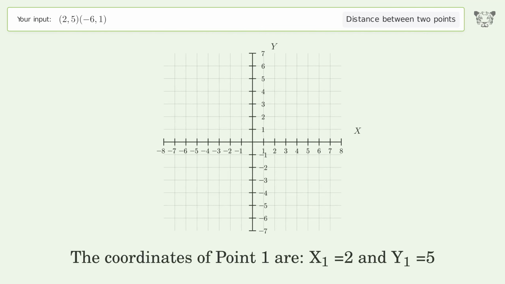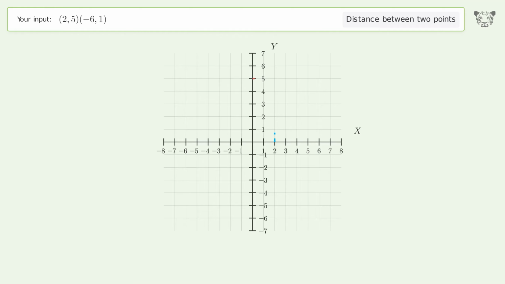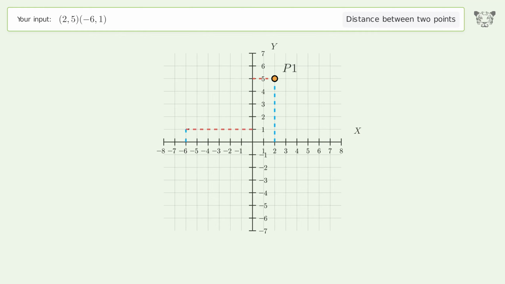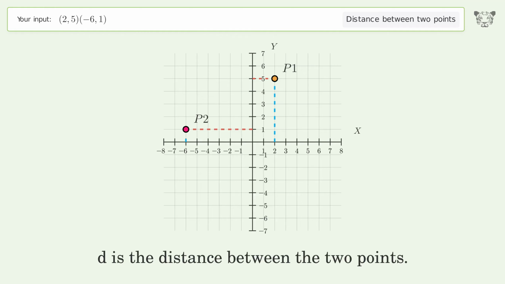The coordinates of point 1 are, x1 equals 2 and y1 equals 5. The coordinates of point 2 are, x2 equals -6 and y2 equals 1. D is the distance between the 2 points.